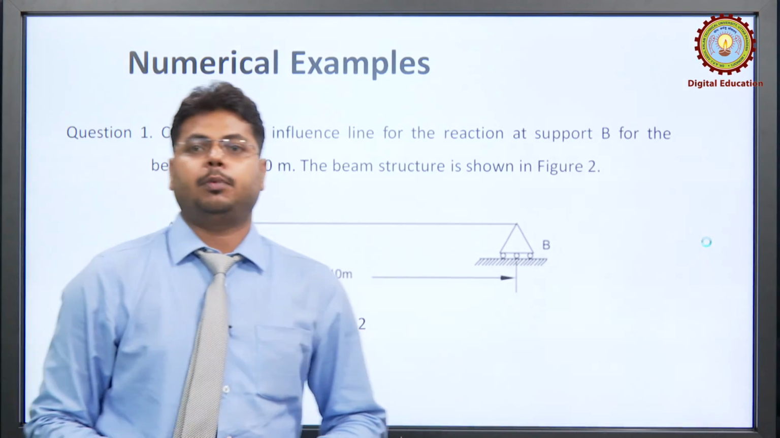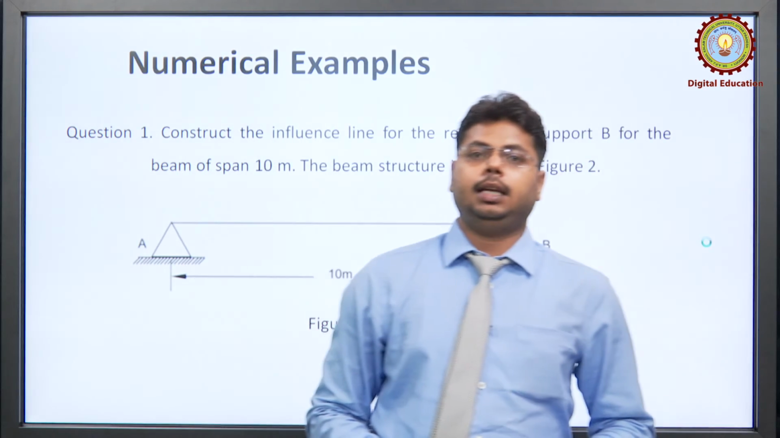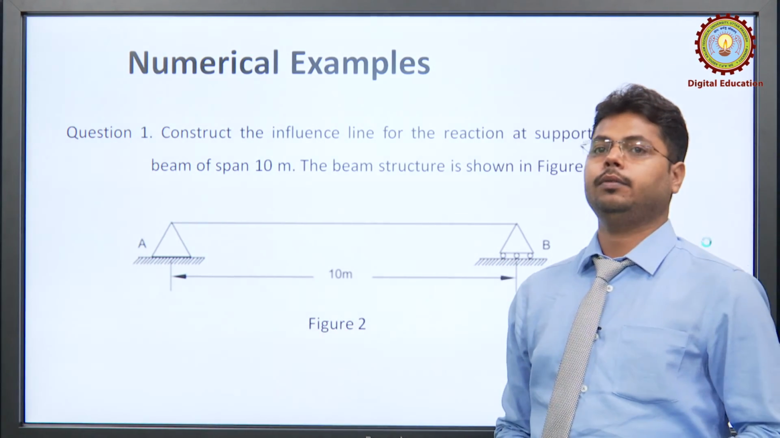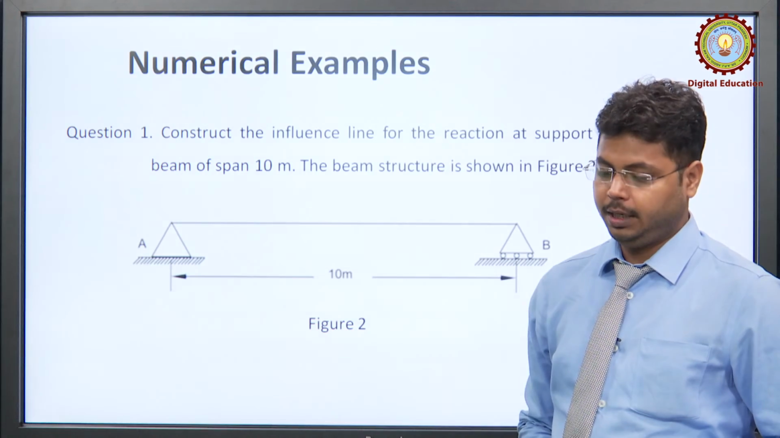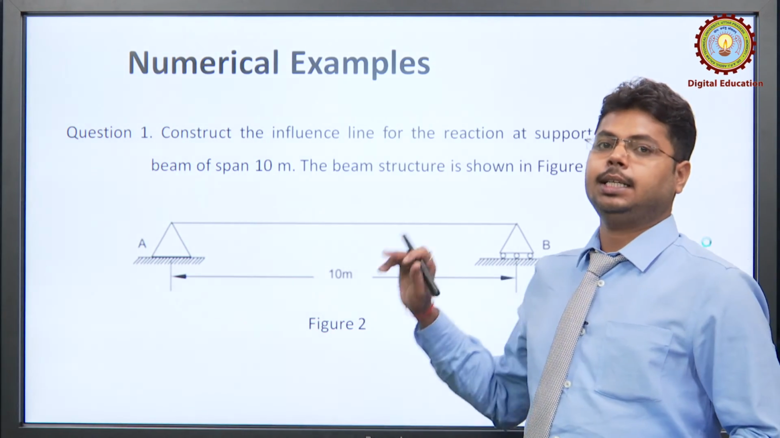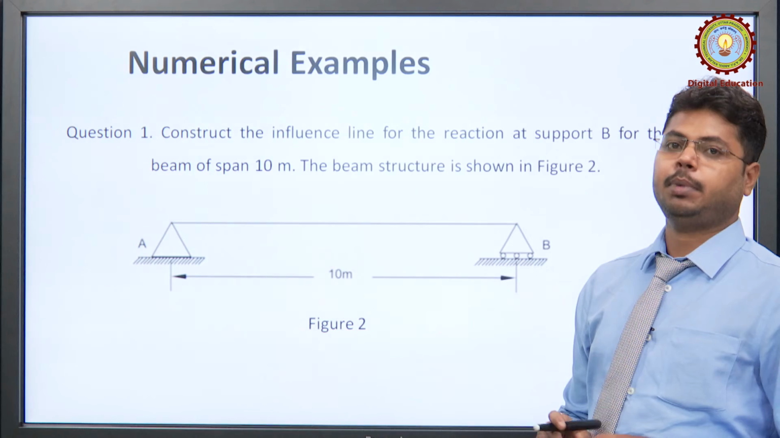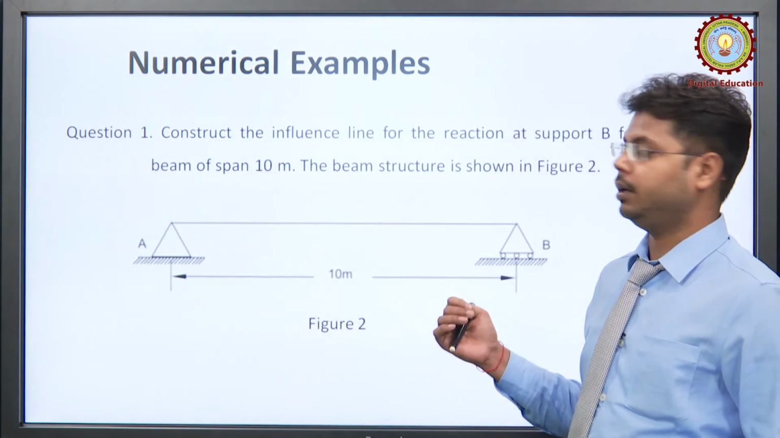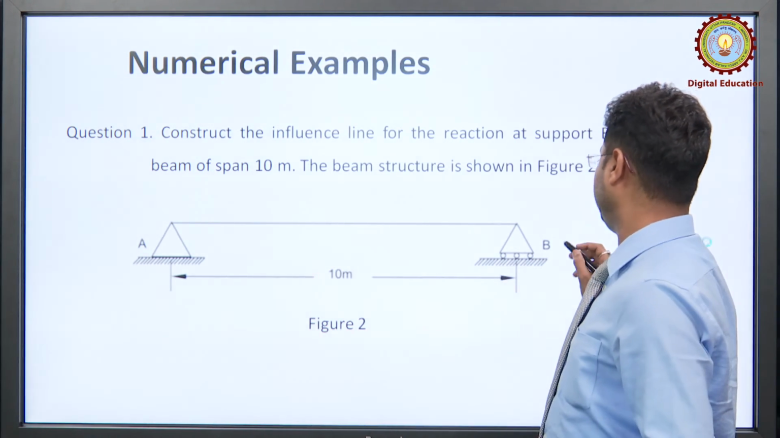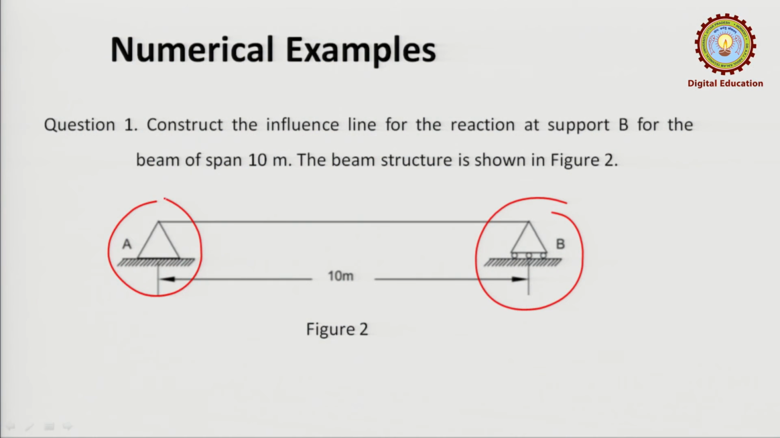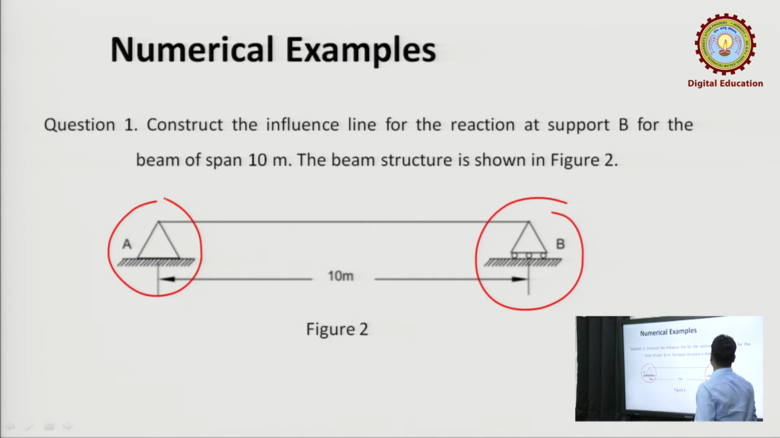Now here is one problem given, telling us to construct the influence line for the reaction at support B for a beam of span 10 meter. The beam structure is shown here, having a span of 10 meter length, and one support is hinged and the second is a roller. How can we draw an influence line diagram at support B?